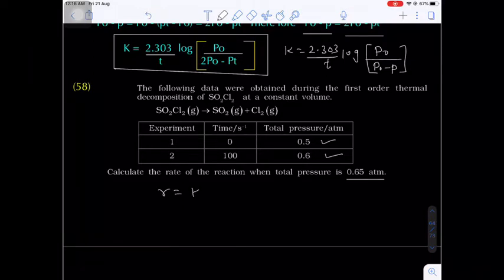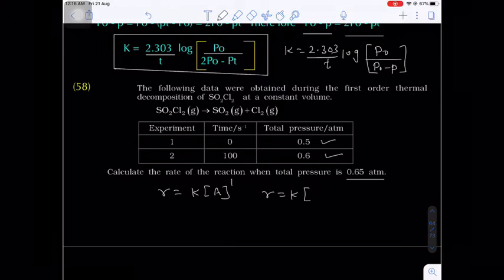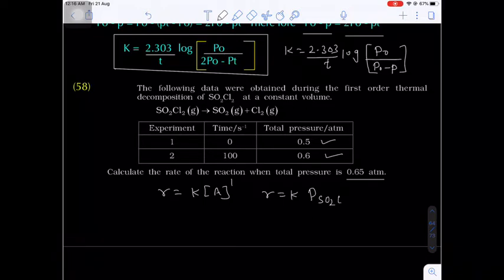So to calculate the rate of reaction, what is the rate of reaction? R is equal to K times the concentration of A to the power 1, because it is a first order gas phase reaction. That means R is equal to K times the concentration of reactant, that is the partial pressure. Indirectly it is concentration, but here we have to use partial pressure. So R equals K times the partial pressure of SO2Cl2 to the power 1.